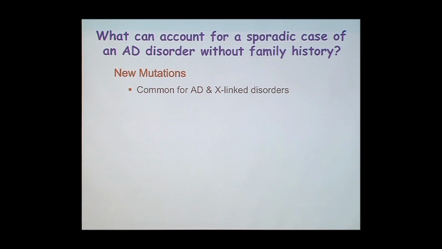There are a few different reasons for that. One is that this individual may have a new mutation. Okay, new mutations do happen. They're not always inherited. And in fact, for certain autosomal dominant and X-linked disorders, new mutations are very common. For neurofibromatosis, believe it or not, about half the time, 50% of the cases, are due to new mutations.